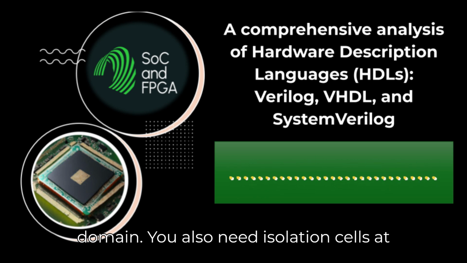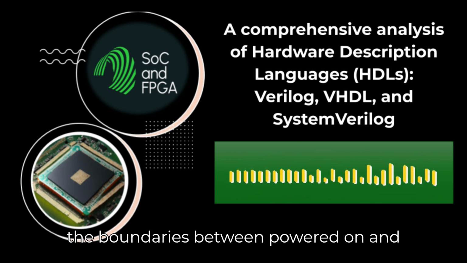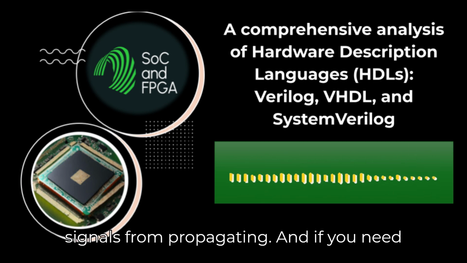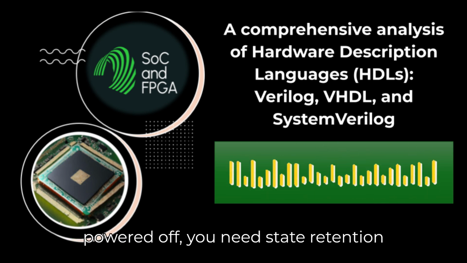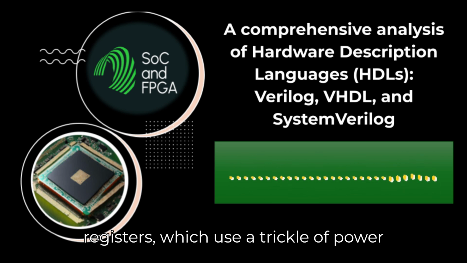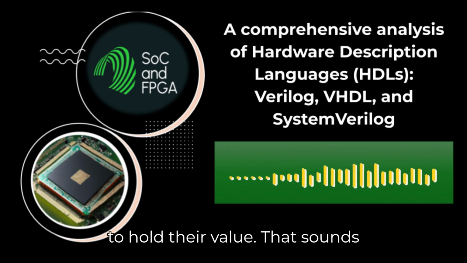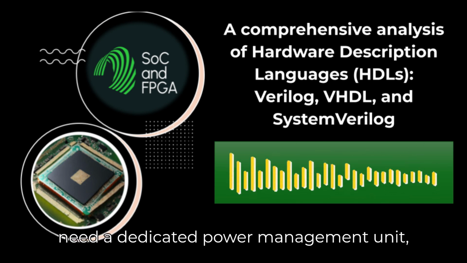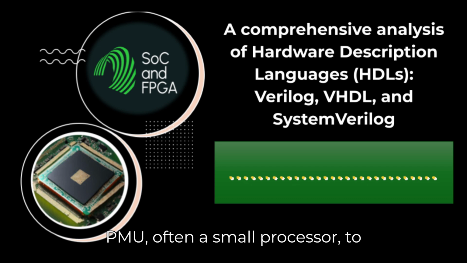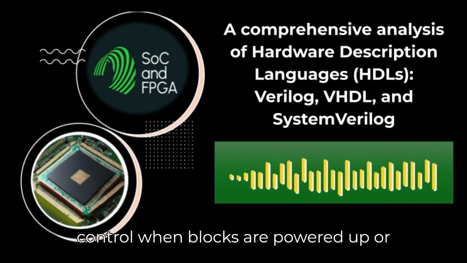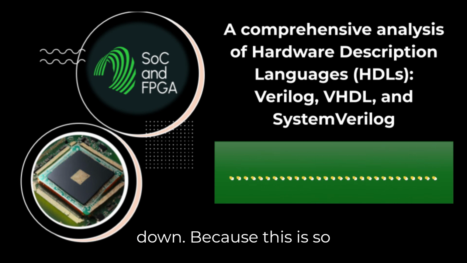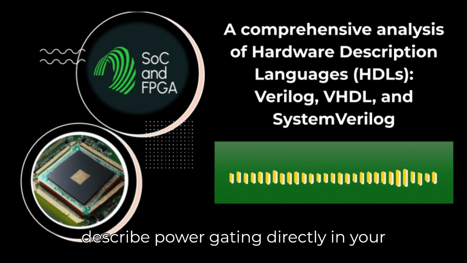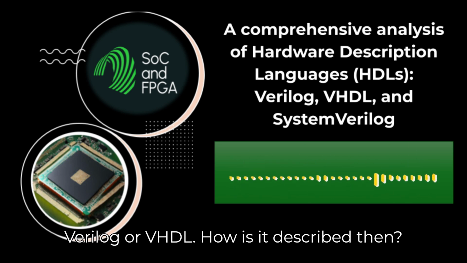You also need isolation cells at the boundaries between powered on and powered off domains to prevent invalid signals from propagating. And if you need the block to remember its state while powered off, you need state retention registers, which use a trickle of power to hold their value. That sounds architecturally complex. It is. And you need a dedicated power management unit, PMU, often a small processor, to control when blocks are powered up or down. Because this is so architectural, you don't typically describe power gating directly in your Verilog or VHDL.